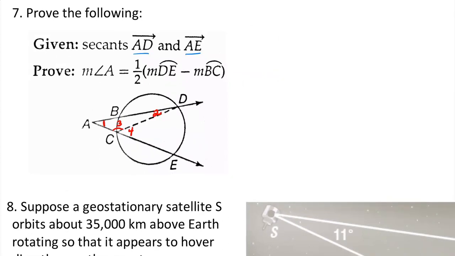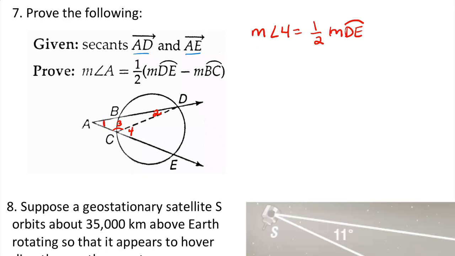Okay, so the reason why we drew in this auxiliary line is because this angle 4 is an inscribed angle. And we know that inscribed angles are 1/2 the measure of the intercepted arc. So I know that the measure of angle 4 equals 1/2 the measure of arc DE. Again, this angle 4 is 1/2 measure of DE.